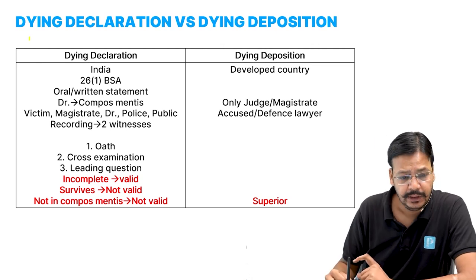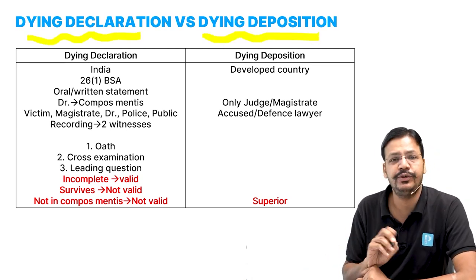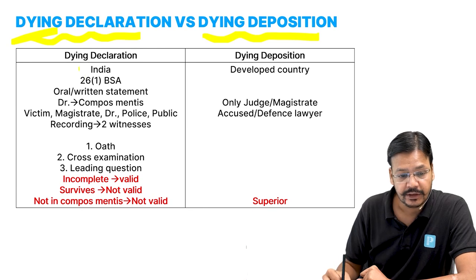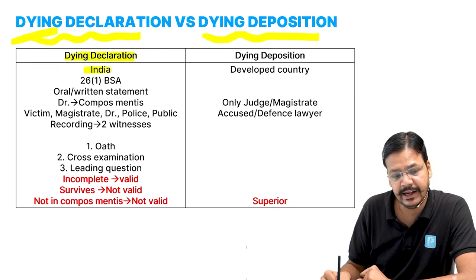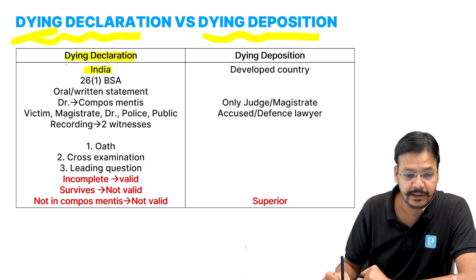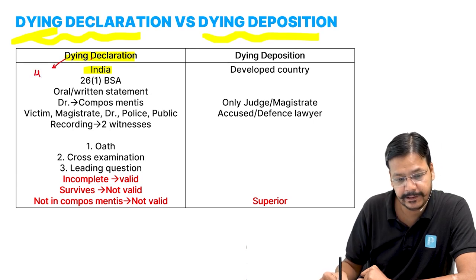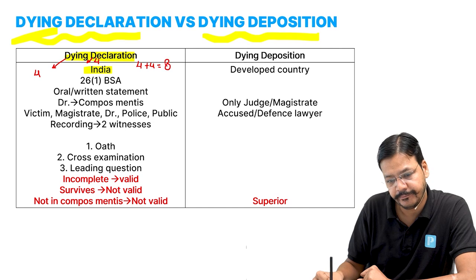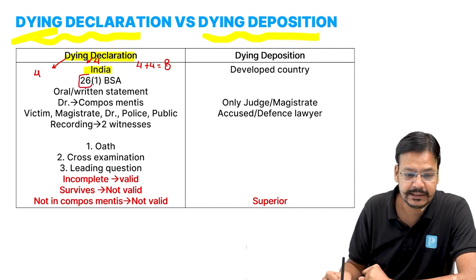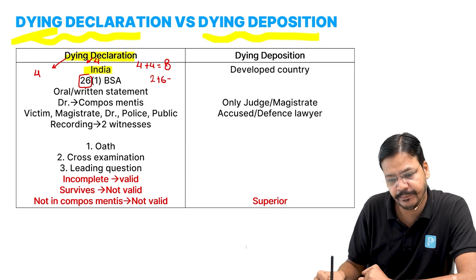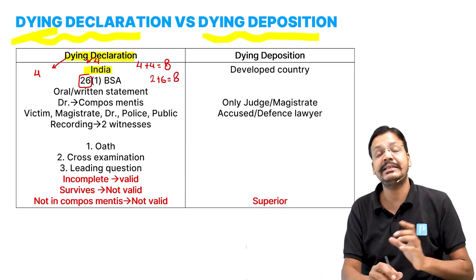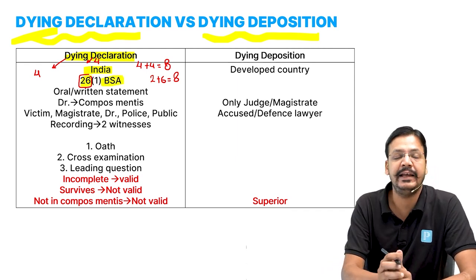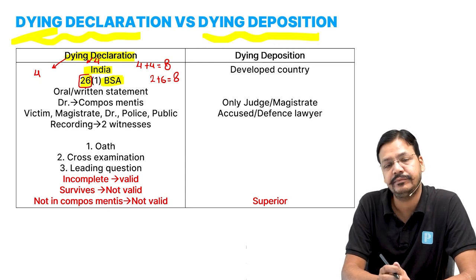Now, sir, I am coming to dying declaration or dying deposition. Dr. Sahib, it is a statement given by a dying person. Dying declaration I'll discuss first, that is in India. And a very simple trick: D is the 4th letter. 4 plus 4, 8. And 2 plus 6 is 8. So, Dr. Sahib, very simple trick. Dying declaration is 26 BSA, Bharatiya Sakshi Adhiniyam.